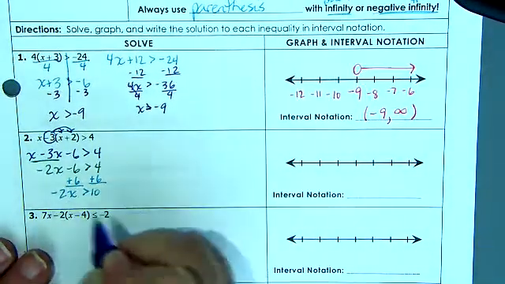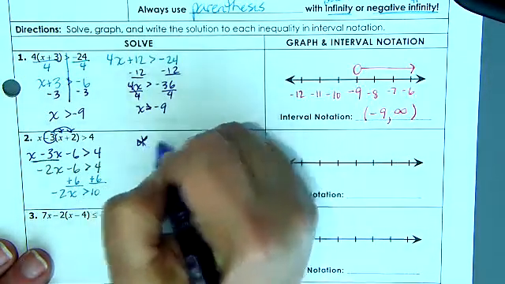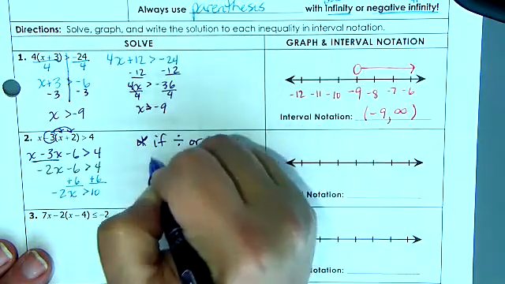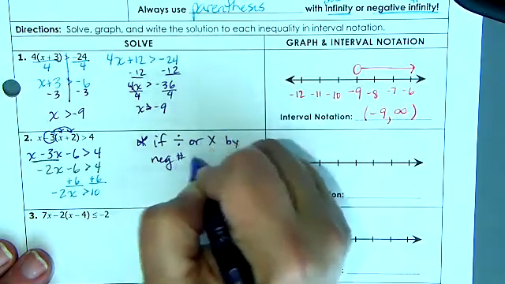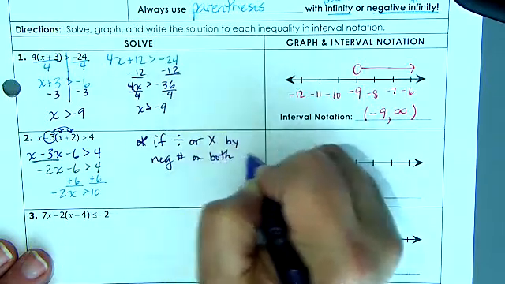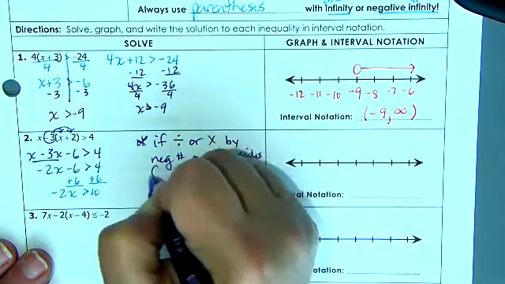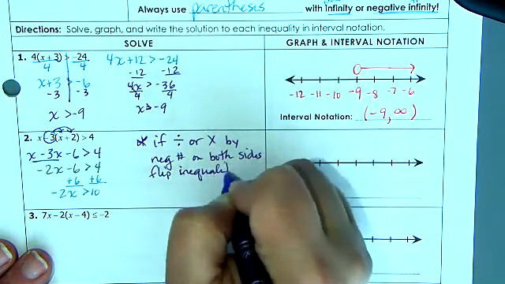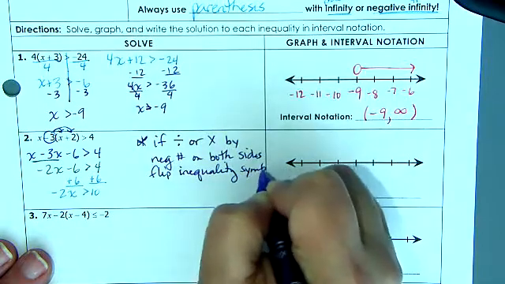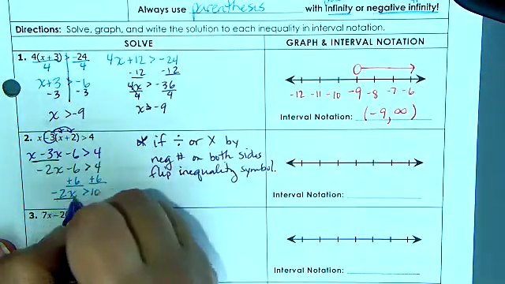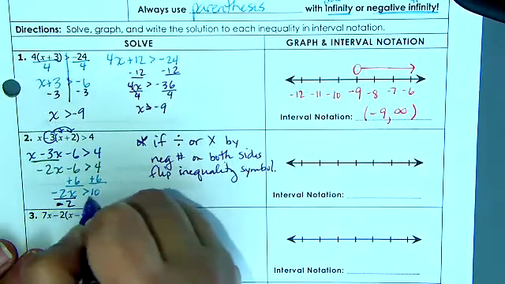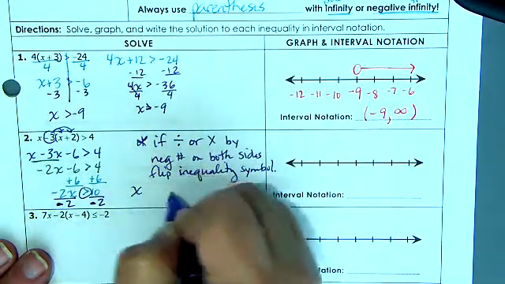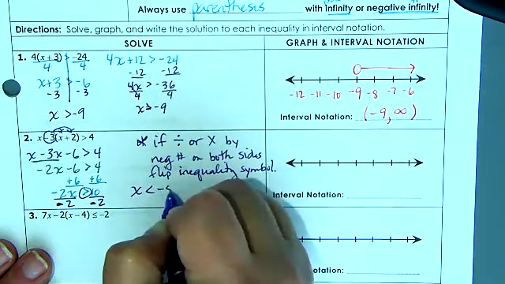Now here's where we've got to remember. If you divide or multiply by a negative number on both sides, flip the inequality symbol. I'm dividing by a negative 2 on both sides. So I've got to flip it. So we end up with x is less than negative 5.